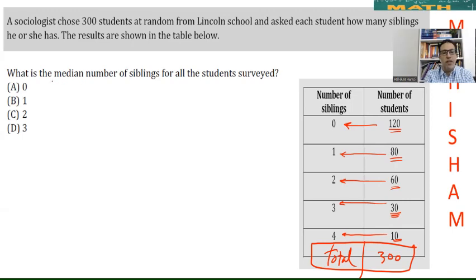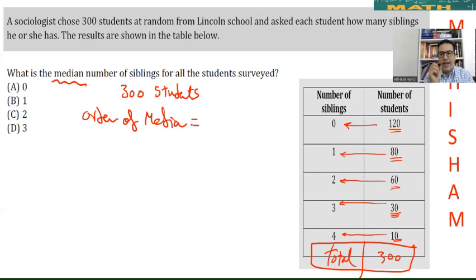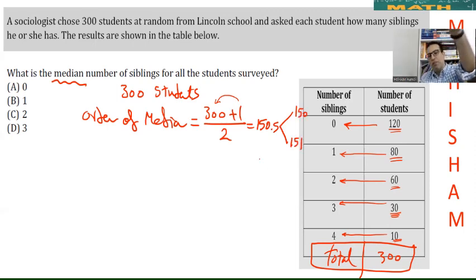First, let's start with the median. If I have 300 students in front of me, and I want to find the order of the median. What is the order of the median? The number of the student who stands in the middle, so I can ask him how many siblings he has. So it's 300 plus 1, I add 1 to the number of students, divided by 2. It gives me 150.5. So I'm going to students number 150 and 151.